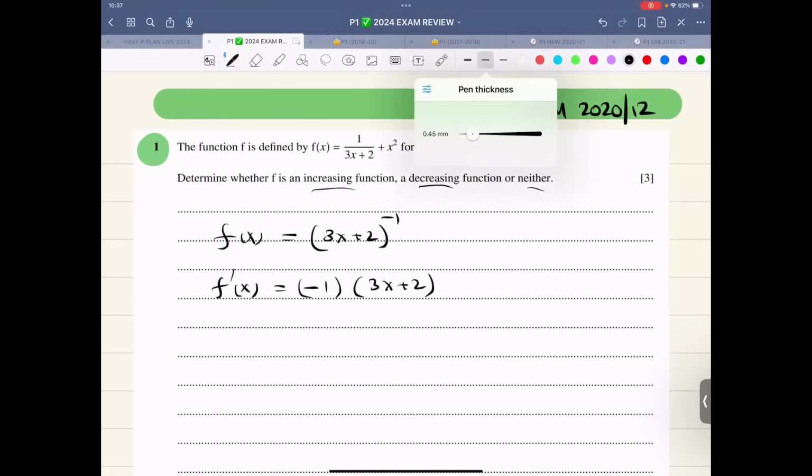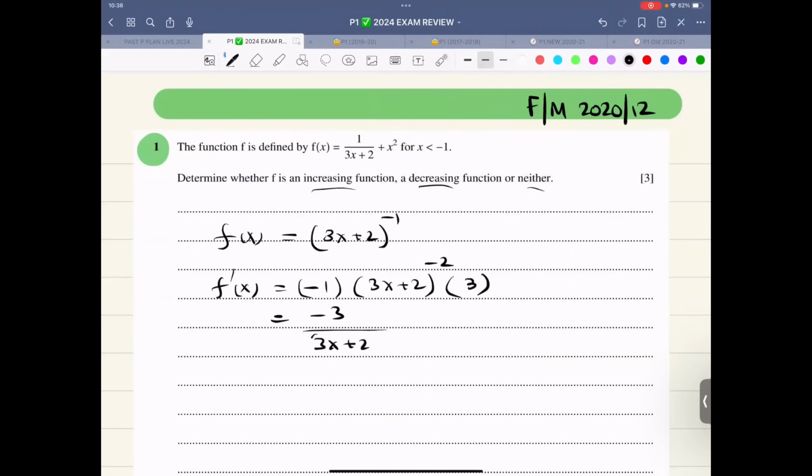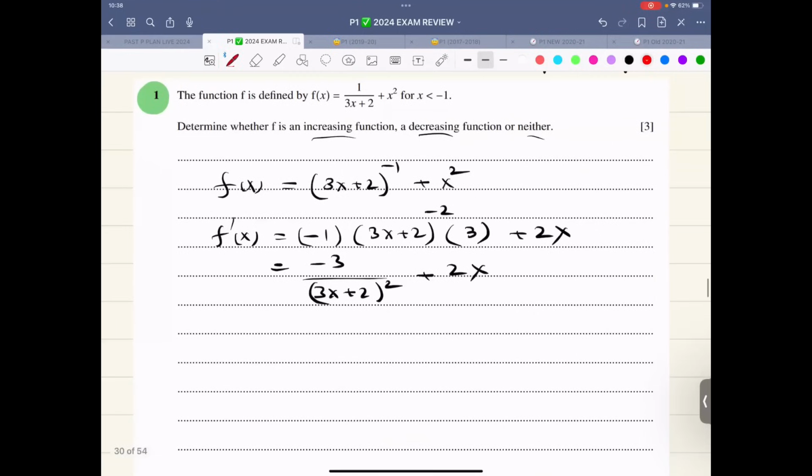Let me thicken the marker. And power reduces by 1. Derivative of the bracket is 3. So this is negative 3 over (3x plus 2) whole squared. And yes, there is x squared also. Therefore, this is 2x. Now, x is less than negative 1. We'll think about that. Focus on this.